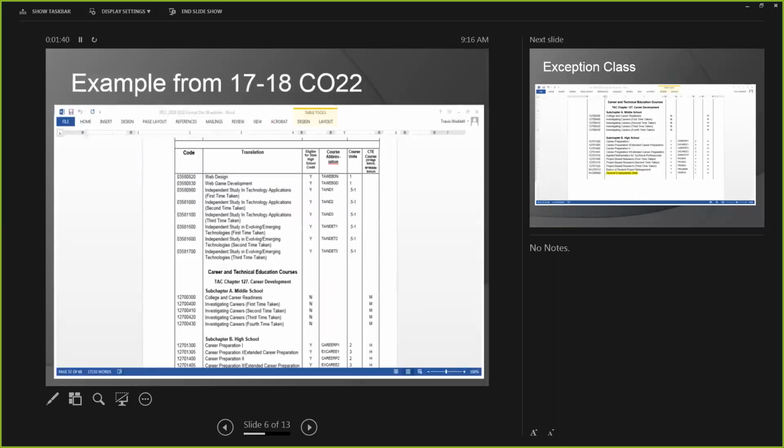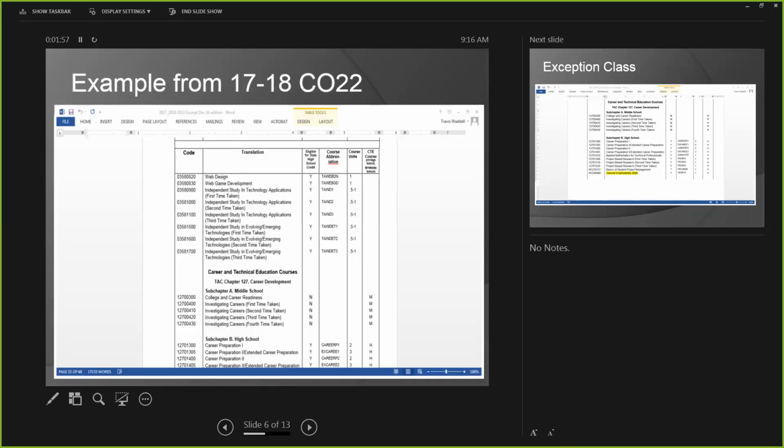Now here's another example, and the reason I use this one is it has the 127s. If you look down, and then above it, it has the classes that would be for standard credit without CTE funding. And there's also the middle school classes.